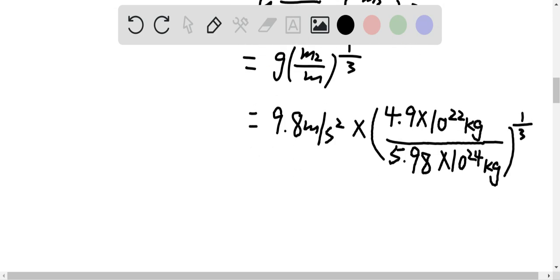And this will give us the acceleration of gravity on Europa, which is about 1.98 meters per second squared. And this is the solution for the question.